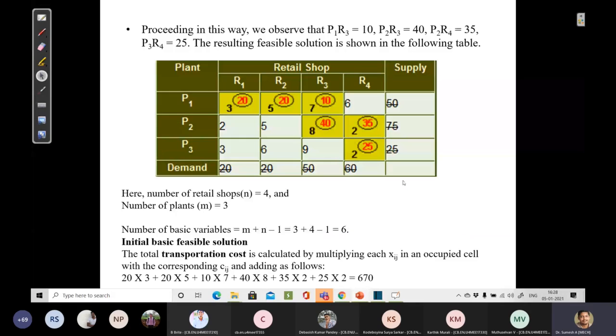So you'll get the allocations like this. You can see the allocations. So the total cost is 3 into 20 plus 5 into 20 plus 7 into 10 plus 8 into 40 plus 2 into 35 plus 2 into 25. If you solve it, I think you will get the value as 670, right? Yes, sir. So for the minimum cost method, you take the same problem.